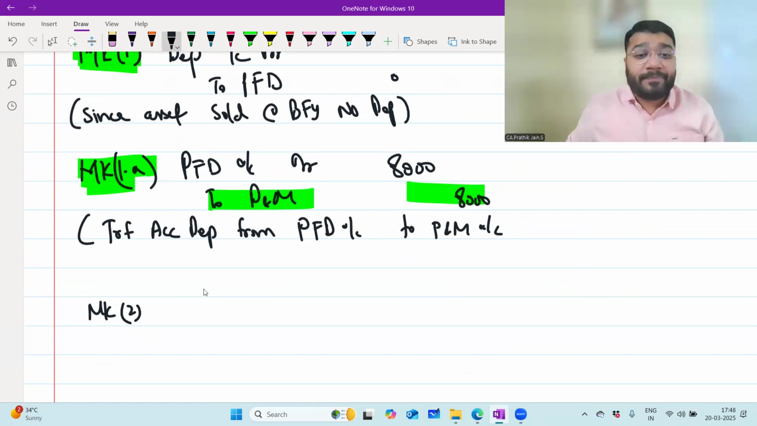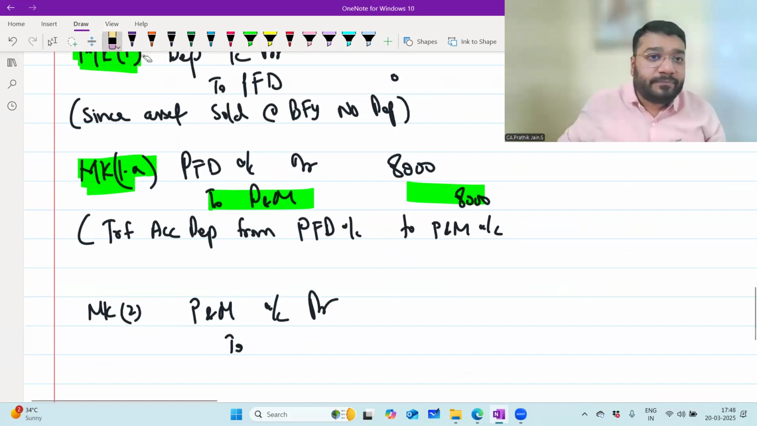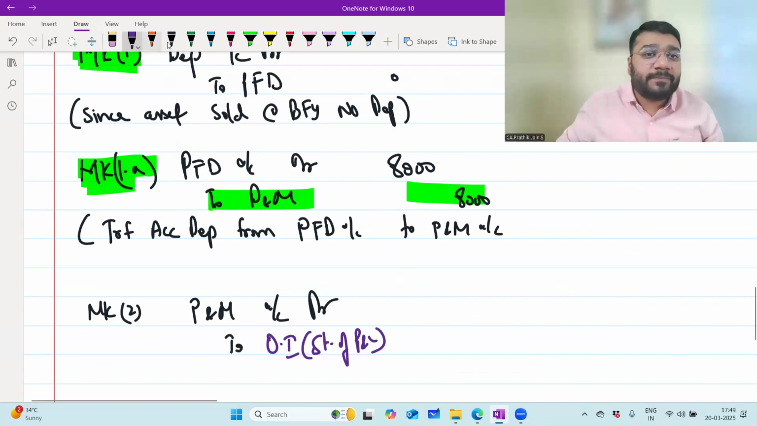So what is the entry? Plant and machinery account debit to profit and loss on sale of asset, or you can take it directly to other income, statement of P&L. Both are correct. How much? 8,000. No. Profit is 2,000.